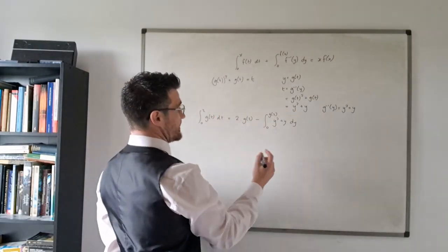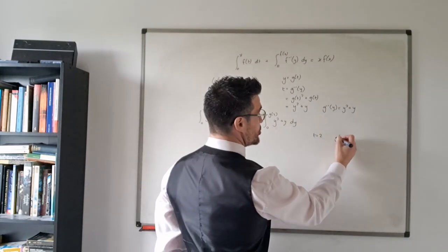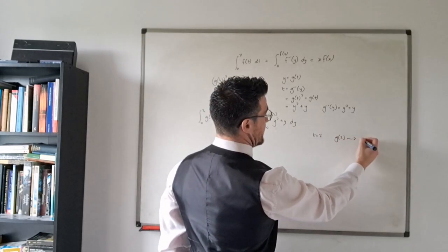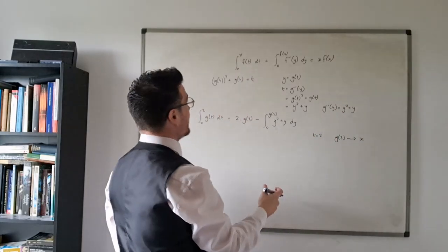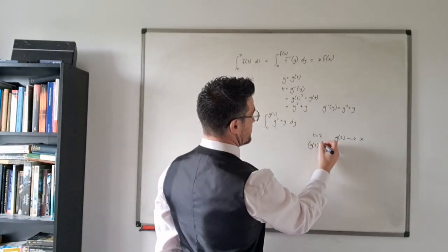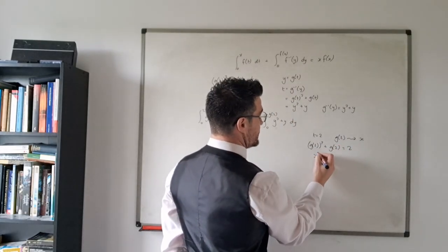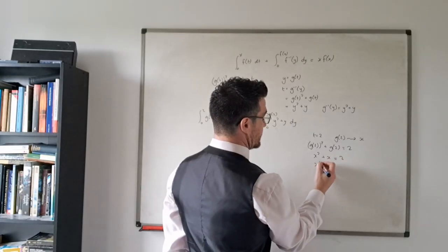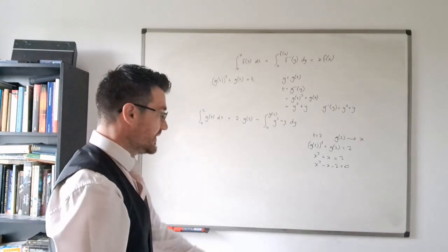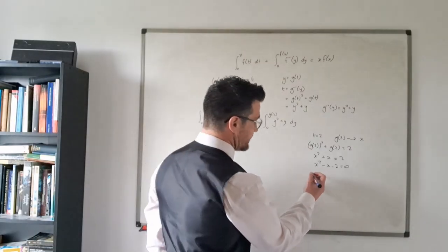Okay, so how are we going to do that? Well, let's have a look at this. When t equals 2, we get g of 2, and I'm going to call this just x. Okay, why not? So I get an equation: g of 2 cubed plus g of 2 is equal to t, which is equal to 2. In other words, x cubed plus x is equal to 2, or x cubed plus x minus 2 equals 0. It's cubic. Can I solve it? Yeah, of course I can.